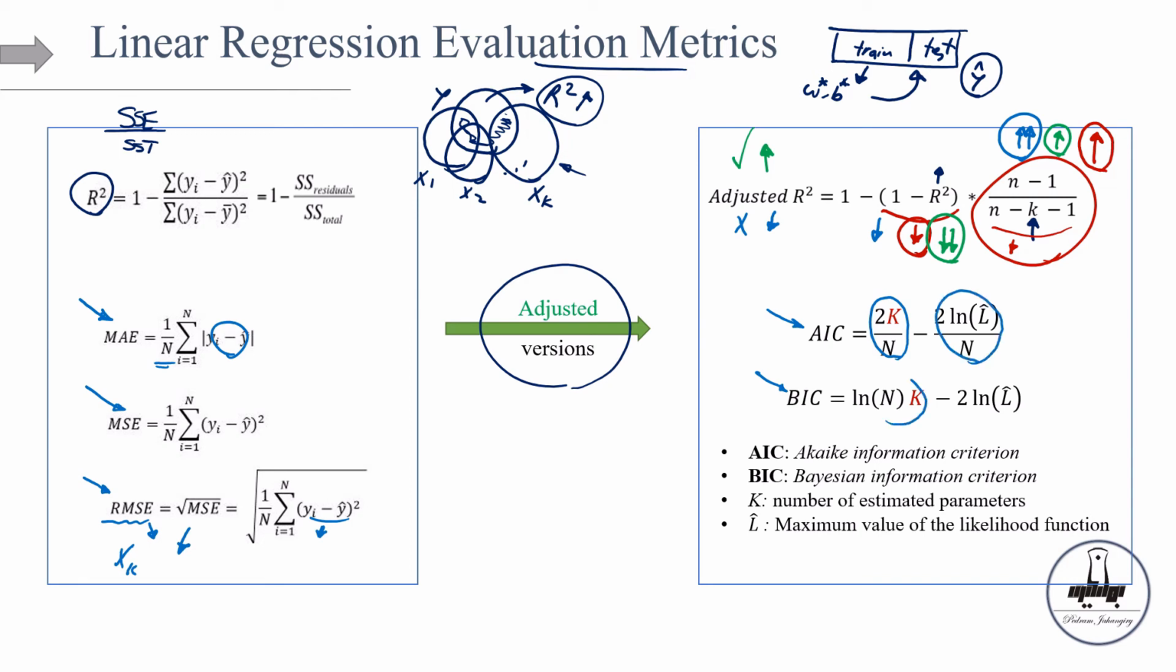So again, a function of k minus a function of likelihood. So what is the likelihood function? We show it with L hat. And later on in logistic regression, I'm going to talk about the details of the likelihood function. But for now, just think about it like this.